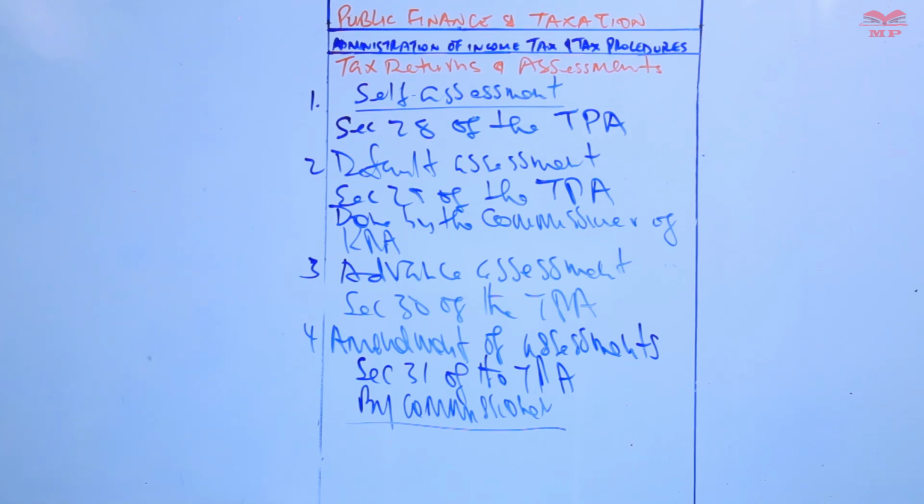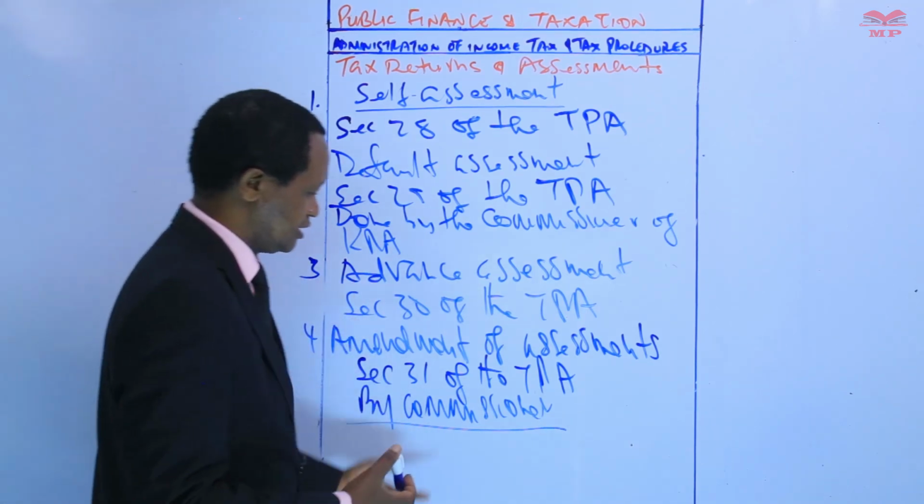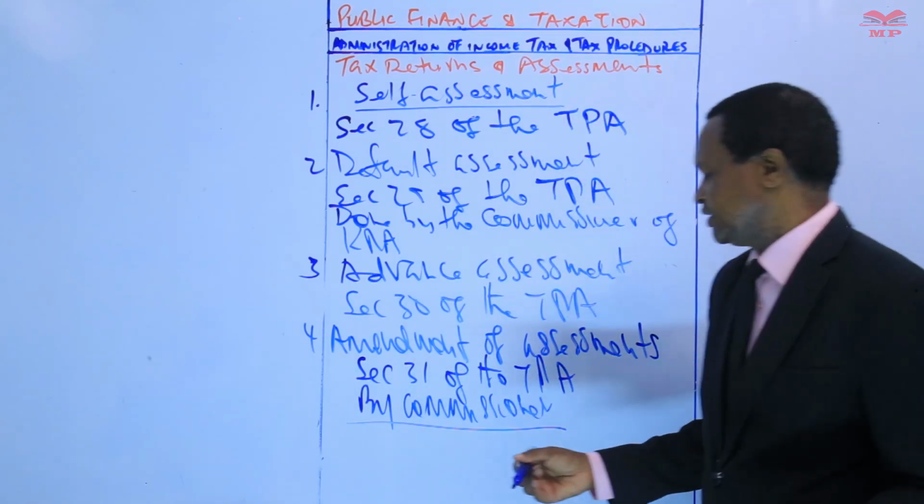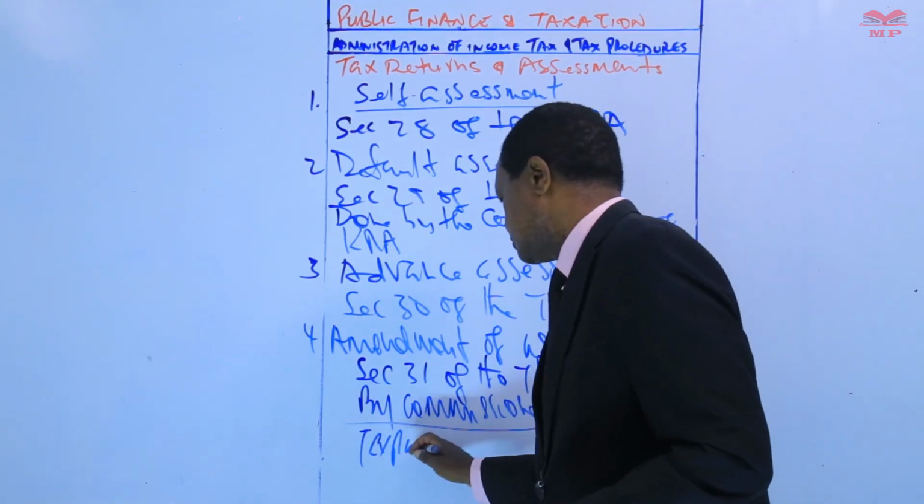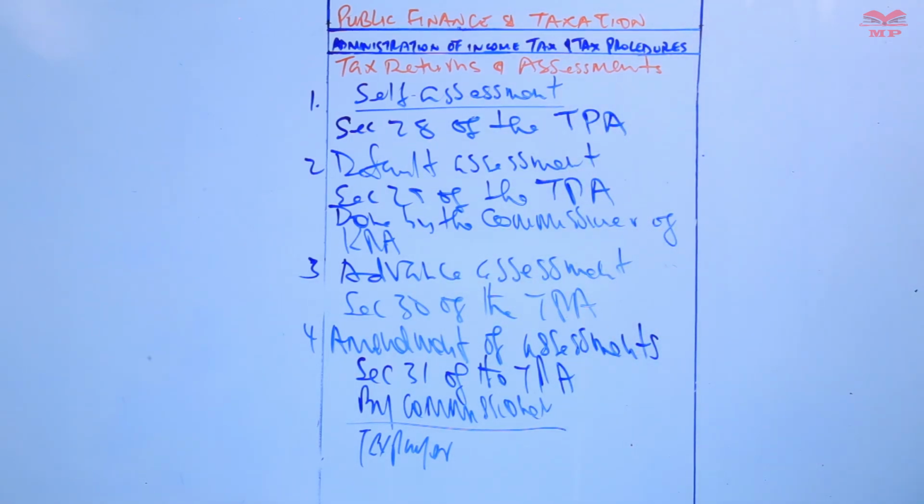Now, before issuing an amended assessment, the Kenya Revenue Authority typically engages with the taxpayer, often through an audit or investigation, to discuss the findings. So an amendment of assessment can be initiated by the commissioner of KRA or by the taxpayer. Now, the amendment by the taxpayer can only happen with the self-assessment.